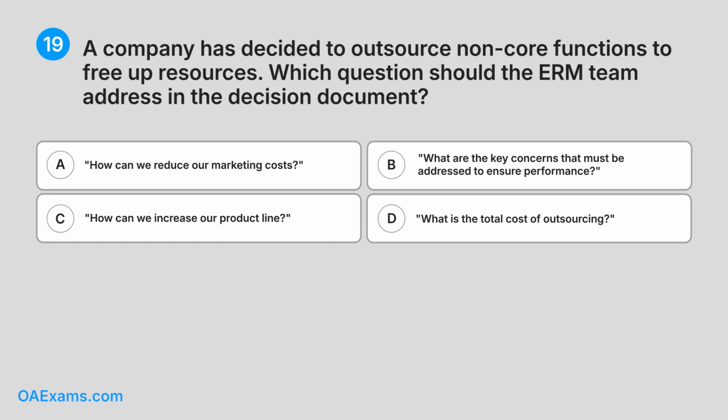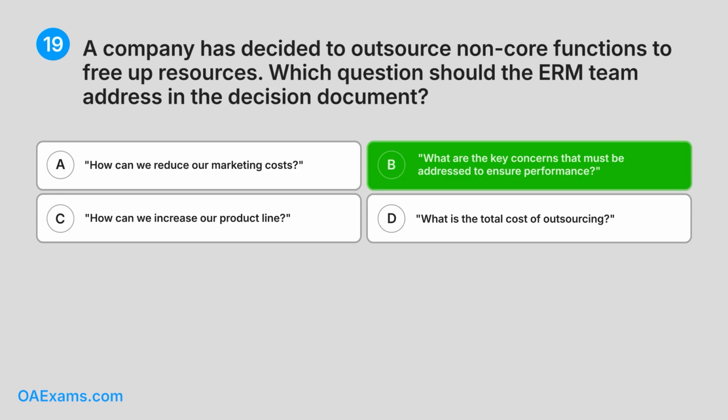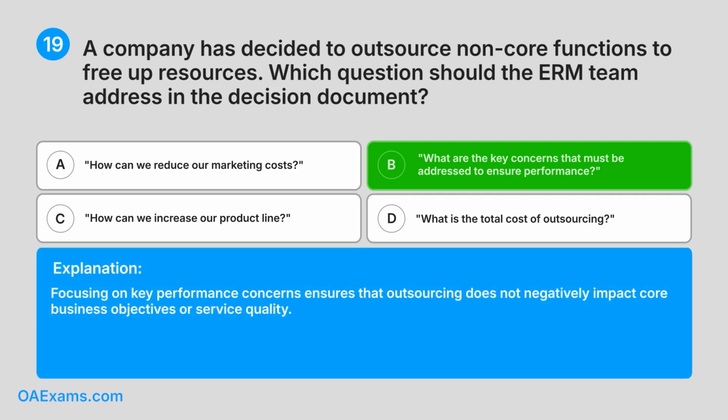Correct answer. B. What are the key concerns that must be addressed to ensure performance? Explanation. Focusing on key performance concerns ensures that outsourcing does not negatively impact core business objectives or service quality.